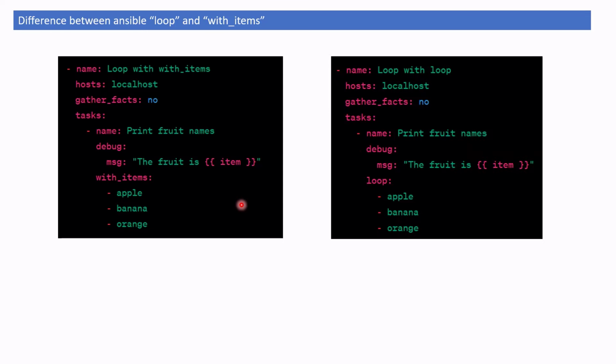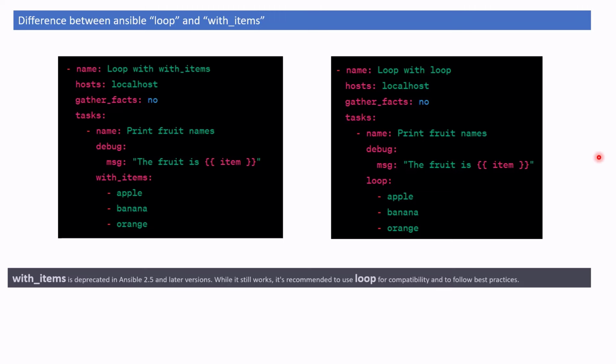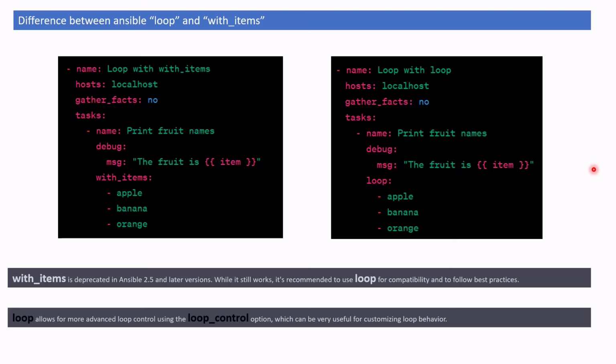If you see the loop syntax, it is quite similar, right? It is 100% similar, but you should not use with_items. With_items is actually now deprecated from version 2.5 and above, so it is recommended to use loop. However, if you use with_items, it is going to work because of backward compatibility, but you should avoid using with_items.